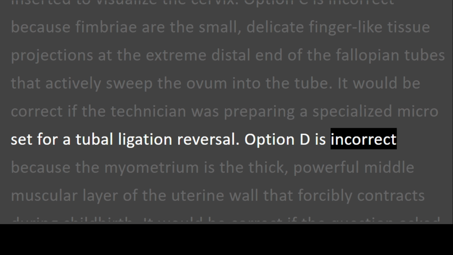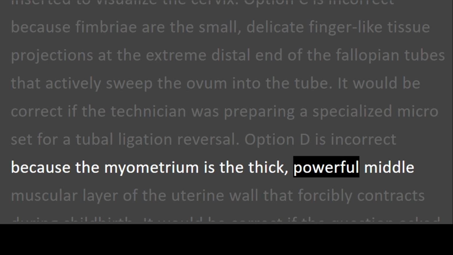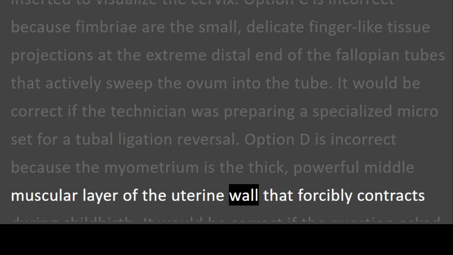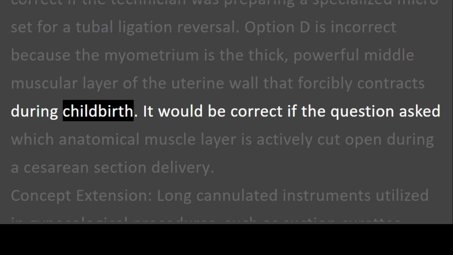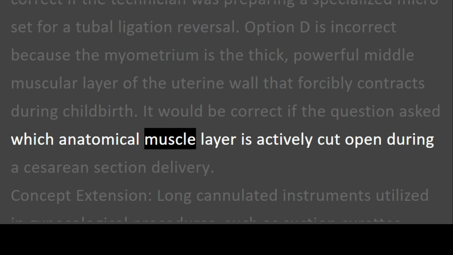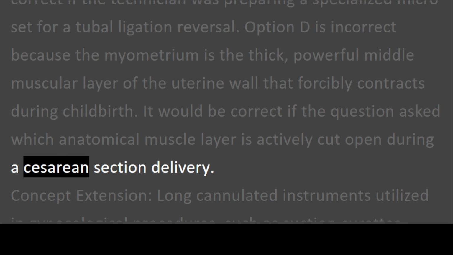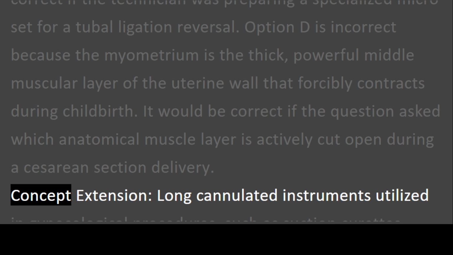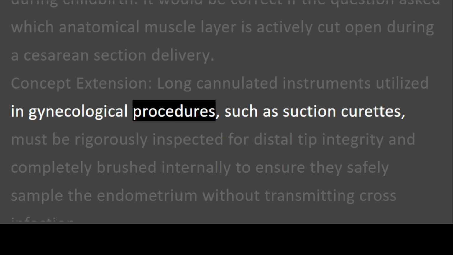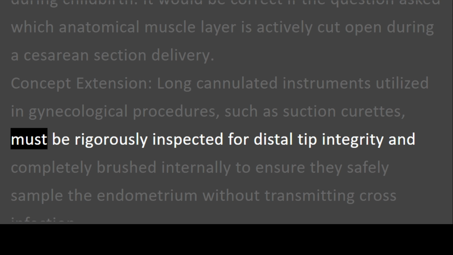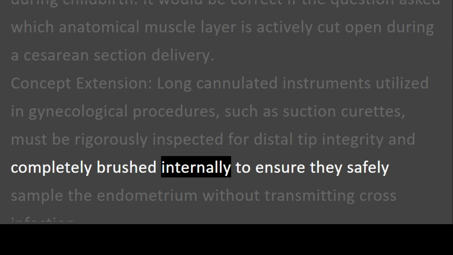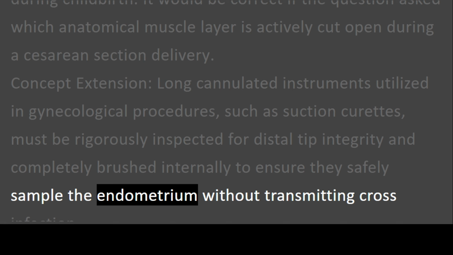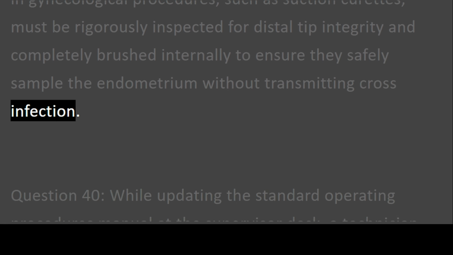Option D is incorrect because the myometrium is the thick, powerful middle muscular layer of the uterine wall that forcibly contracts during childbirth. It would be correct if the question asked which anatomical muscle layer is actively cut open during a cesarean section delivery. Concept extension. Long cannulated instruments utilized in gynecological procedures, such as suction curettes, must be rigorously inspected for distal tip integrity and completely brushed internally to ensure they safely sample the endometrium without transmitting cross-infection.